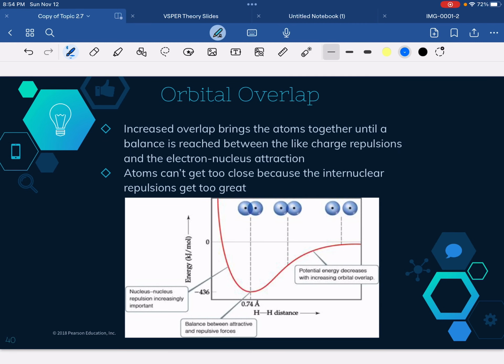Increased overlap brings the atoms together until a balance is reached, and this is our intermolecular distance. So our perfect intermolecular distance is where the bond is created. In this one, it is 0.74 angstroms, and it has an energy of negative 436 kilojoules per mole. All right, so that is our sweet spot here.